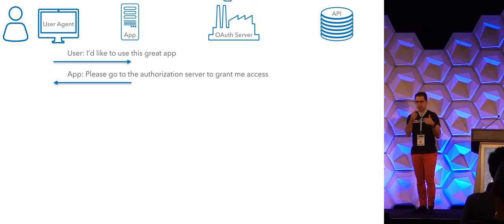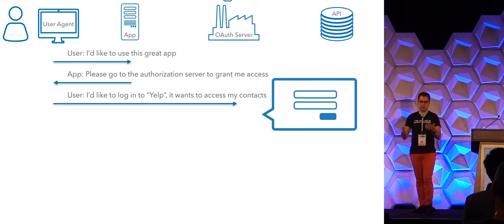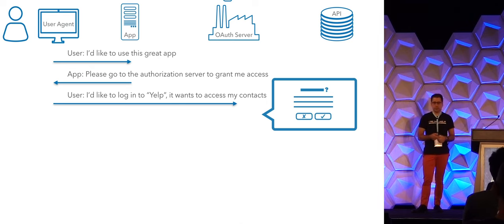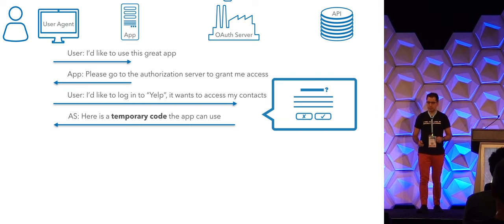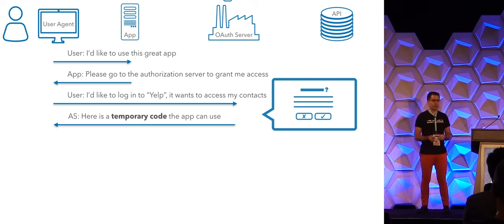There's a bunch of stuff that goes into that redirect, including the app's client ID identifying it and the scope of what they're trying to access. That's basically the user going over to the OAuth server saying, hey, I'm trying to log into this app. It wants to access my contacts. The OAuth server says, great, please log in here, because I have a password for you. Please do multi-factor auth, and then do you approve this request? At that point, the OAuth server says, great, here is a temporary code you can take back to the application. That is an authorization code. That's a one-time use, time-limited code.